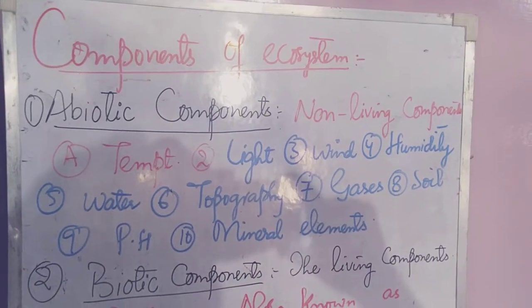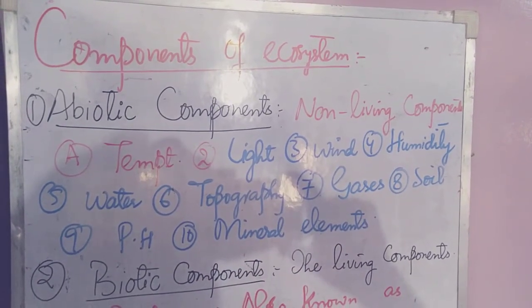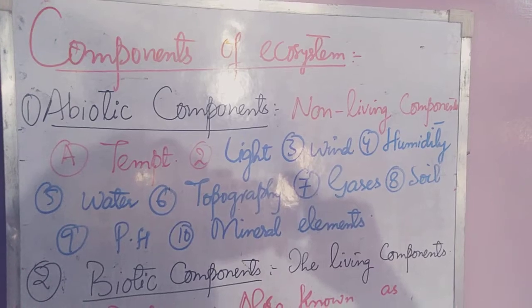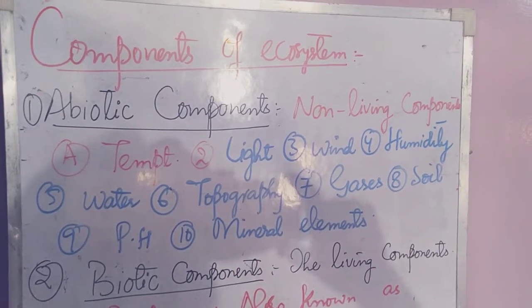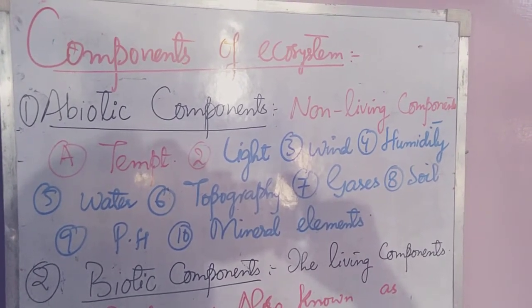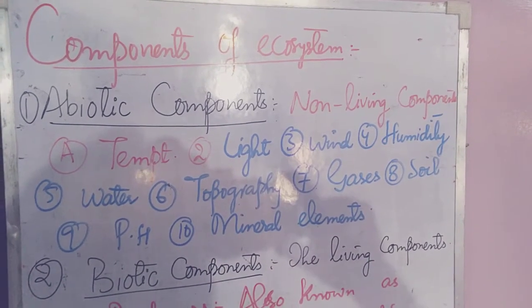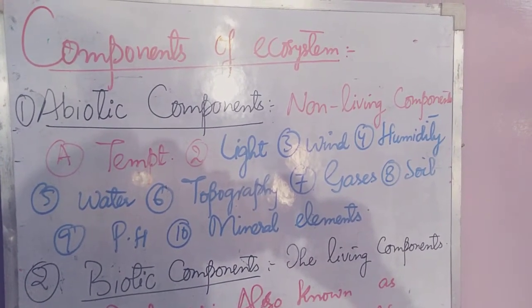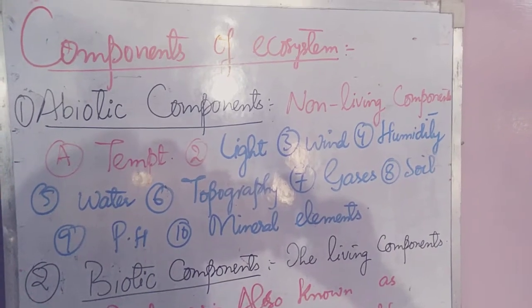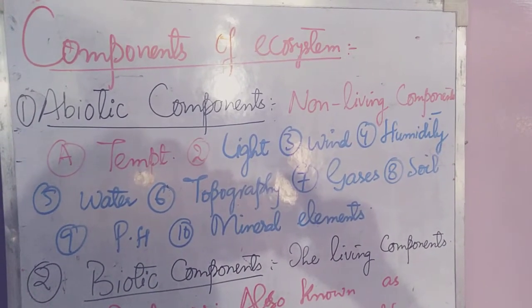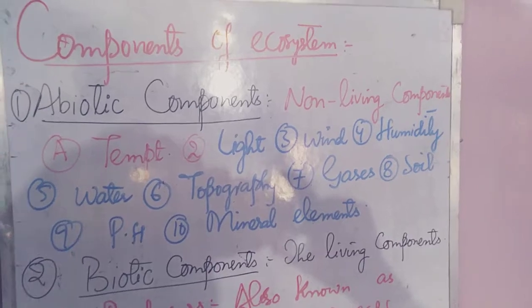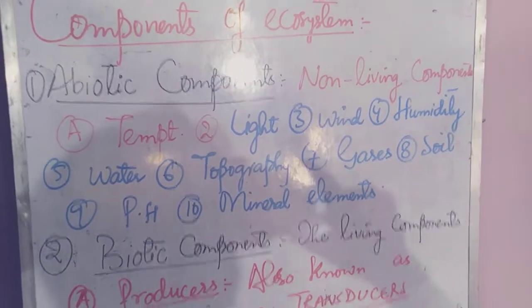The different gases which are present in the ecosystem also form abiotic components. Then again, soil, a very important component of the ecosystem, pH, and the mineral elements which are present in the ecosystem, all these together form the non-living components of the ecosystem, which we again call the abiotic components. Then after that, we shall move on towards the biotic components of the ecosystem.